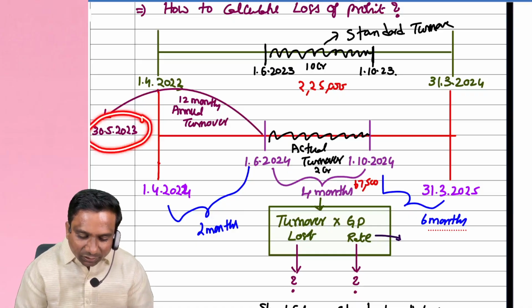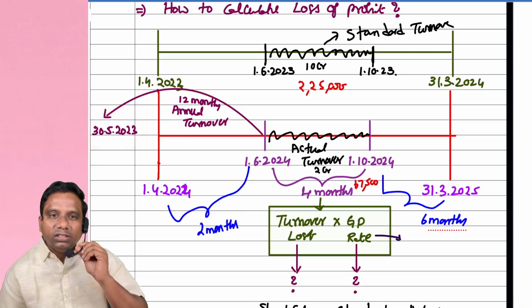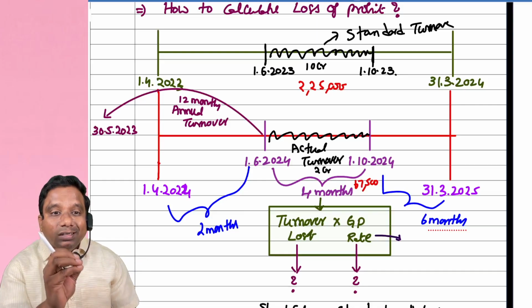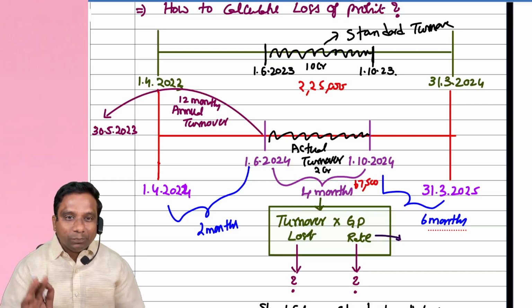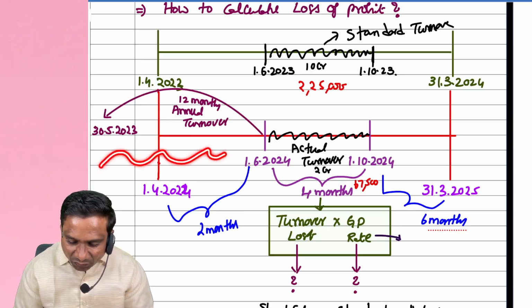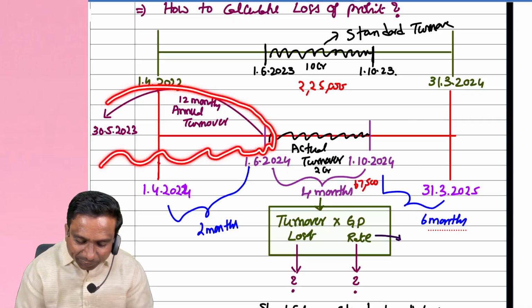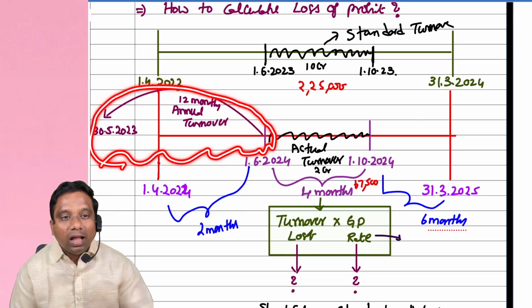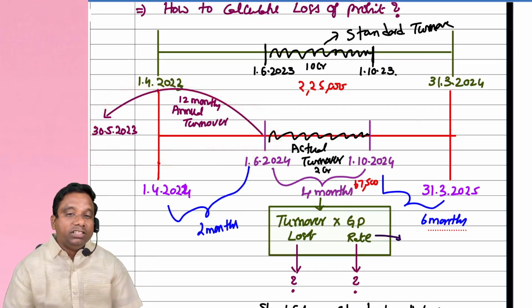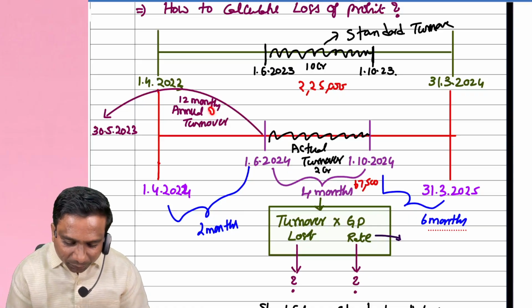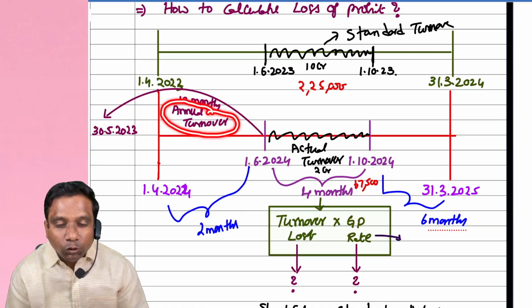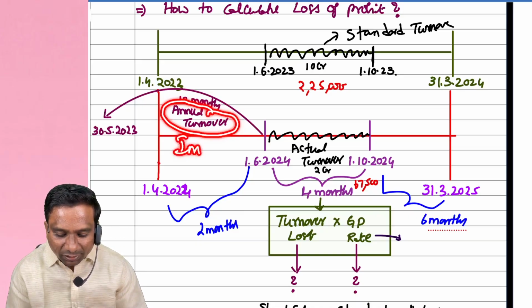So here what is the last date? Means 12 months ending 30th May 2023. Whatever the sales we have during this period, this is called annual turnover. This is very important for this step.